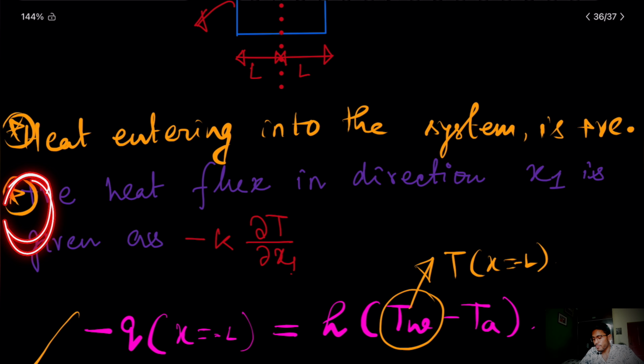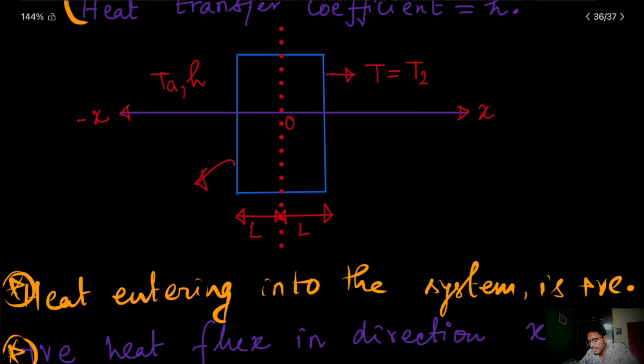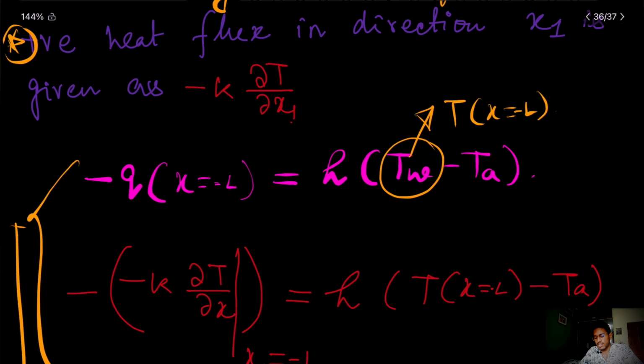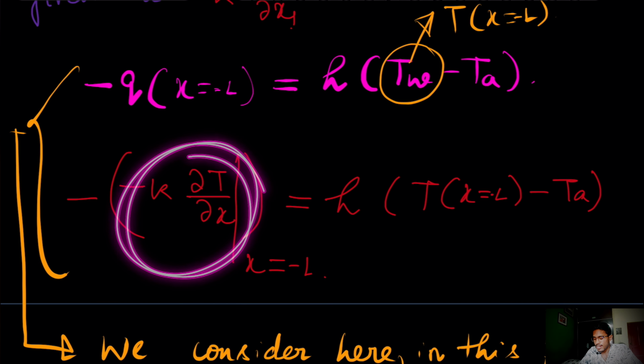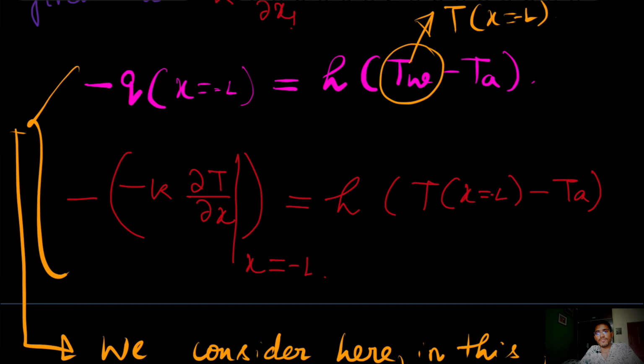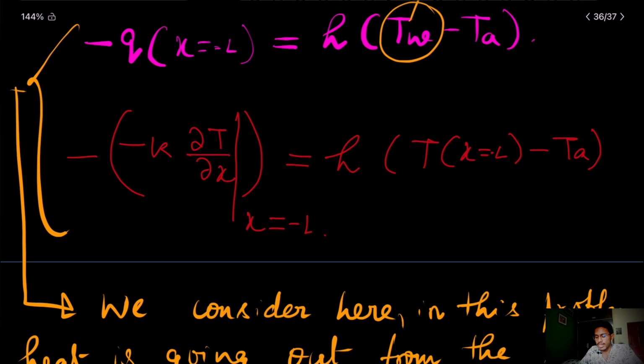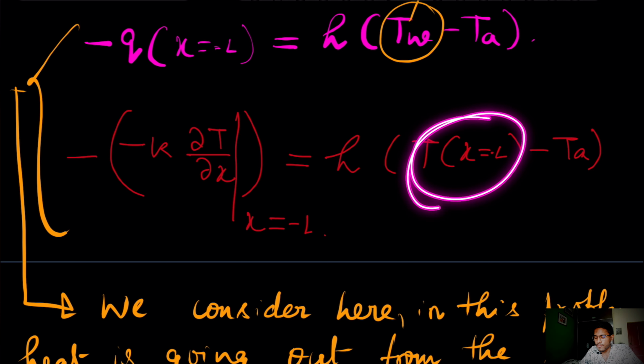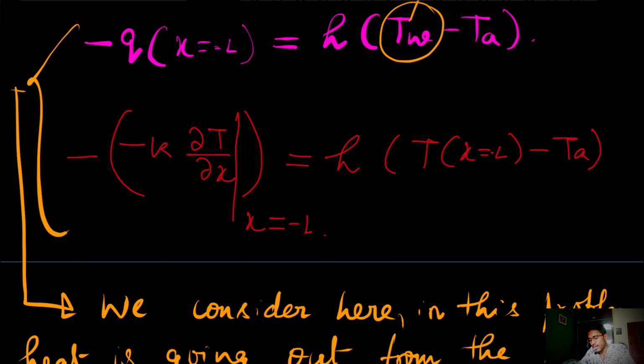In the second approach, the positive heat flux in the x1 direction is given as minus k delta T delta x1. In this problem, we are considering that the heat is going in the negative x direction. So if in the positive x direction the heat flux is given as minus k delta T del x, then heat flux towards negative x direction will have 1 extra minus multiplied into that. And again by the same logic, because the heat is flowing from the block to the atmosphere, T at x equal to minus L, that is the T wall, is greater than the T ambient. So T at x equal to minus L minus T infinity into H is equal to minus k delta T delta x at x equal to minus L.